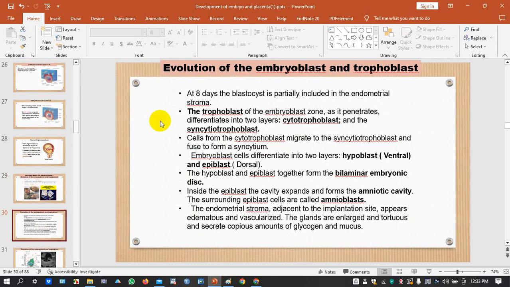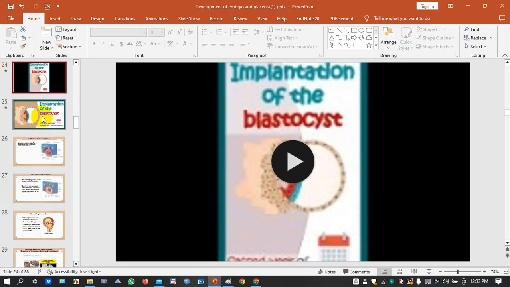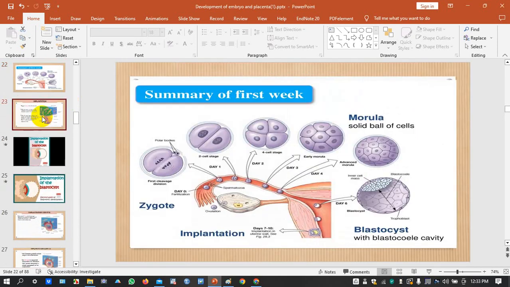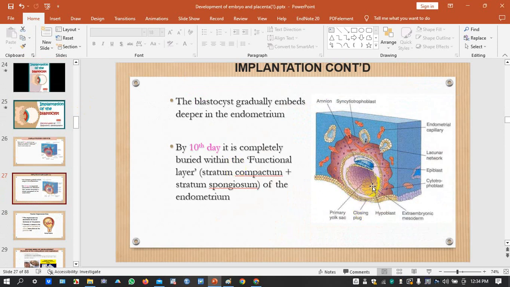So cells from the cytotrophoblast migrate to the syncytiotrophoblast and fuse to form a syncytium. Embryoblast cells differentiate into two layers: hypoblast, that is the lower, and the epiblast, that is the above. So I show you that we have the hypoblast and the epiblast. This is the epiblast, that's the up, then the hypoblast is down.